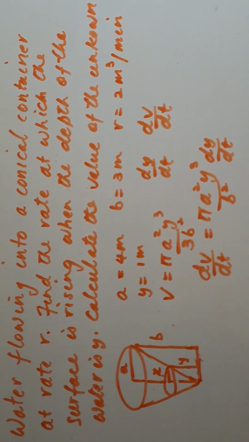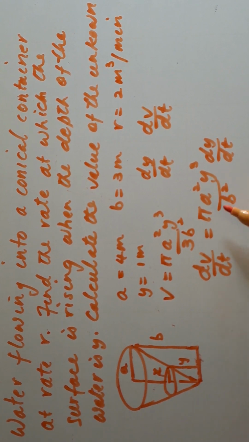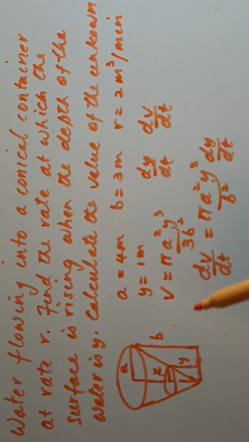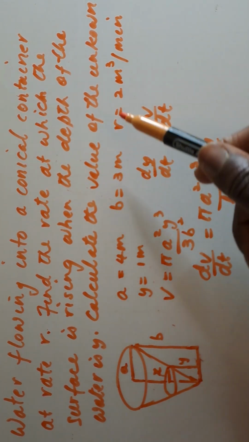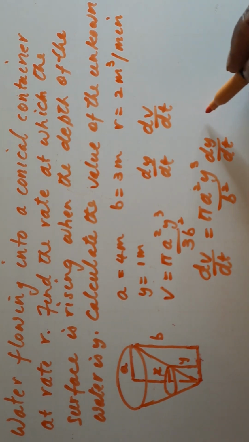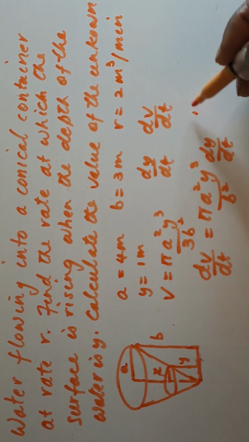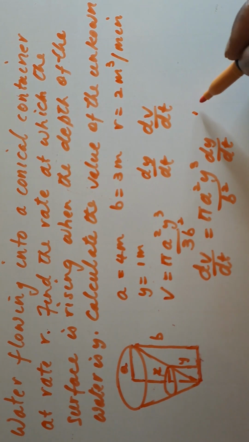So now we've expressed the relationship between the rate of change of volume of water in this container with respect to all the other variables, a, b, y, and we're multiplying here by the rate of change of y with respect to t. And lastly, we need to calculate the value of the unknown, which is the depth of water, y.